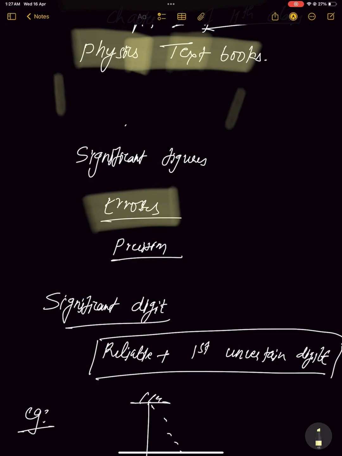The result of measurement should be reported in a way that indicates the precision of measurement. So there is something called precision. Okay. So whenever you measure something, there is a result of measurement and it is a number that includes all digits. Let's talk about what is significant digit.